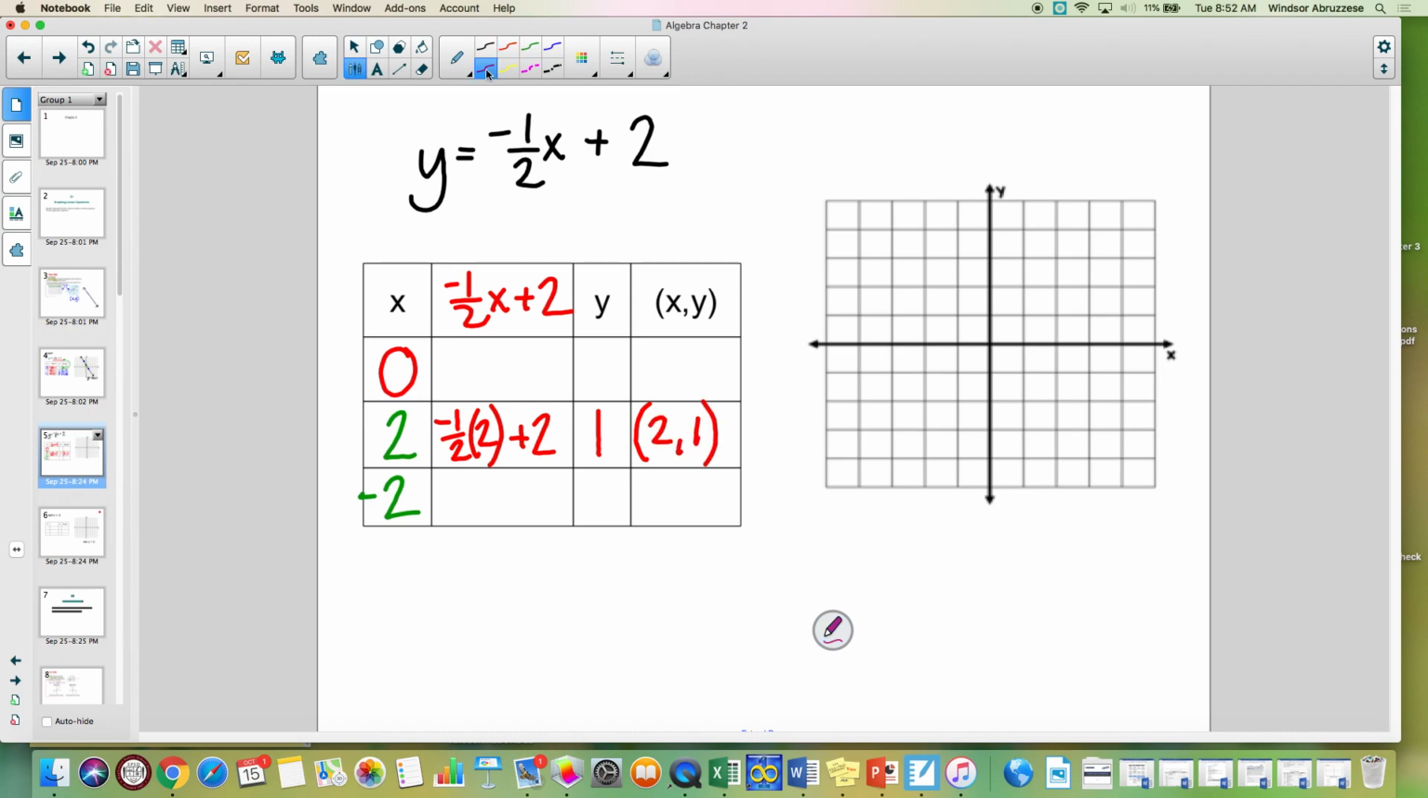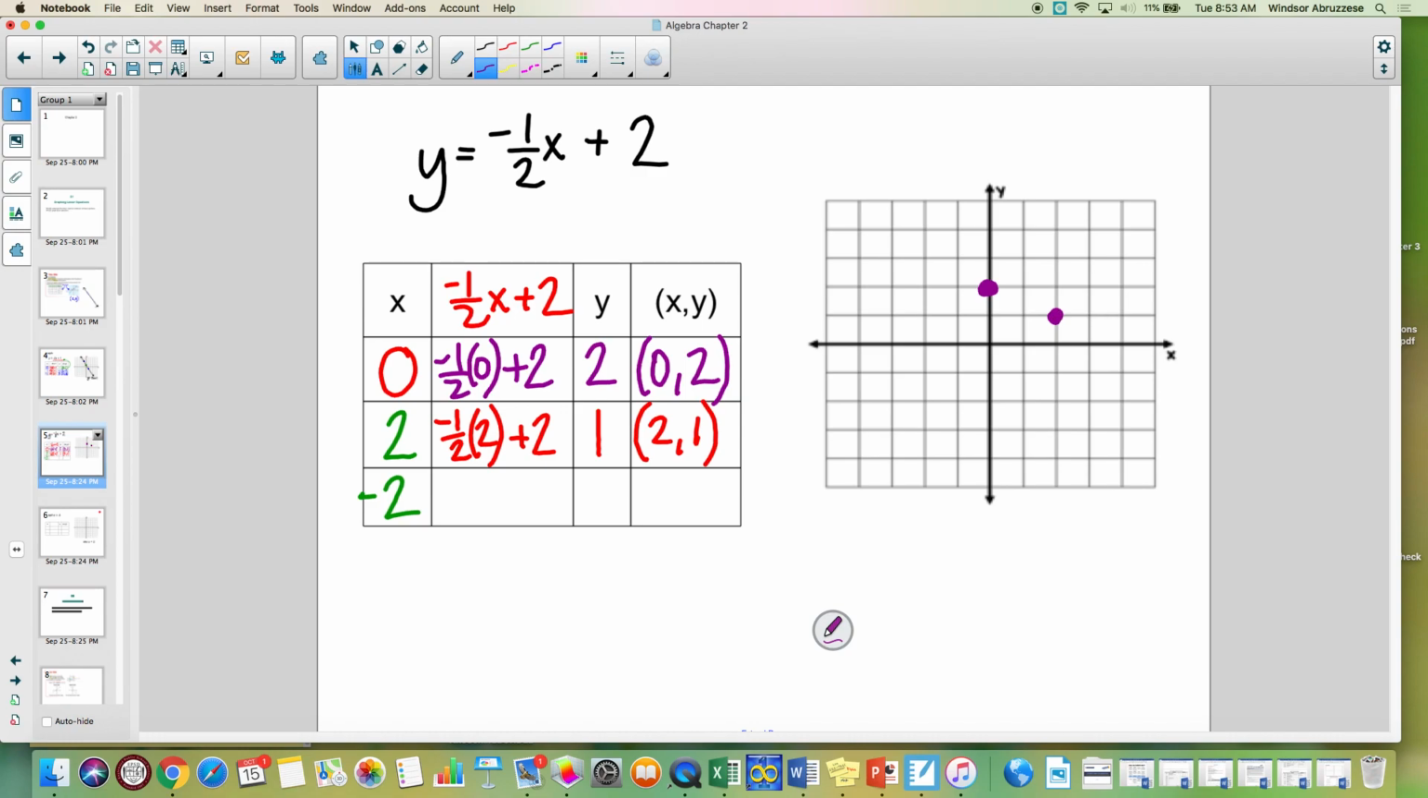Okay, let's go back to the 0. Negative 1/2 times 0 is obviously 0, plus 2 is 2. So my solution here is 0, 2. So let's plot our solutions so far. 0, comma 2, 2, comma 1, and then the last one.